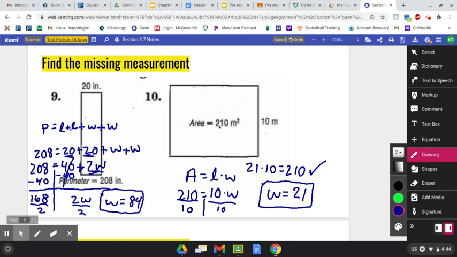Take a quick minute to check that out. So we would have 20 and 20, and the other side would be 84 and 84. So if you add up 84 plus 84 plus 20 plus 20, does it equal 208? Answer is yes. So my width, my missing measurement there, would be 84.